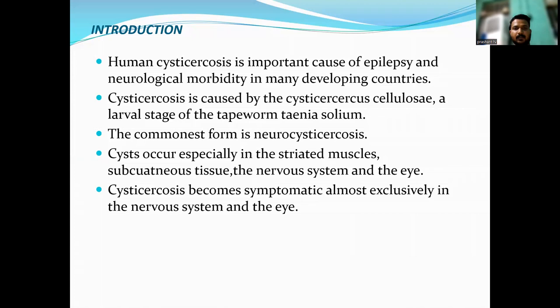Introduction: Human cysticercosis is an important cause of epilepsy and neurological morbidity in developing countries. Cysticercosis is caused by Cysticercus cellulosae, a larval stage of the tapeworm Taenia solium. The commonest form is neurocysticercosis. Cysts occur especially in the striated muscles, subcutaneous tissue, the nervous system, and the eye. Cysticercosis becomes symptomatic almost exclusively in the nervous system and the eye.